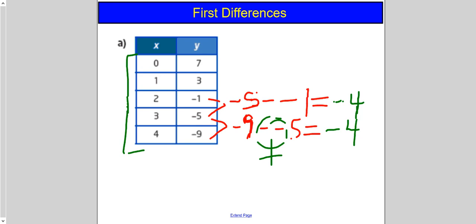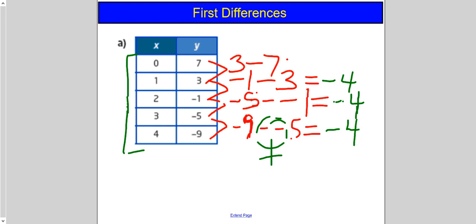And then again, I'm going to go now from the -1 and the 3. So -1 minus, now this time it's a +3. So -1 minus 3. Notice there's only one negative sign, which is going to give me -4. And then last, I have 3 subtract 7, and I end up with 3 minus 7, which is -4.